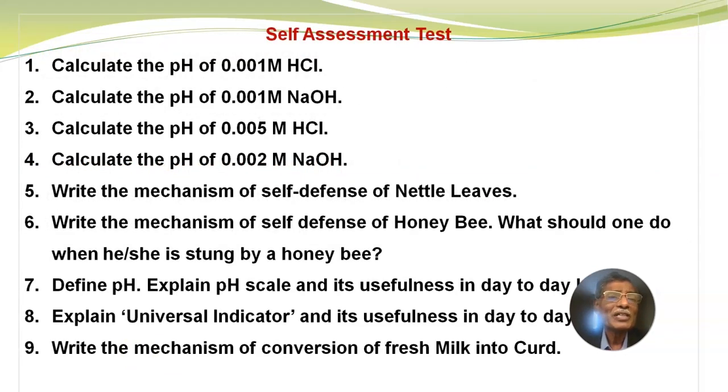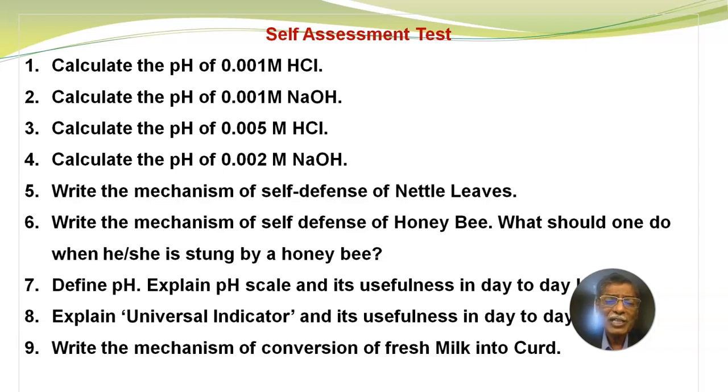Self-assessment test. Calculate the pH of 0.001 molar HCl. Calculate the pH of 0.001 molar NaOH. Calculate the pH of 0.005 molar HCl. Calculate the pH of 0.002 molar NaOH. Write the mechanism of self-defense of nettle leaves. Write the mechanism of self-defense of honeybee. What should one do when he or she is stung by a honeybee?